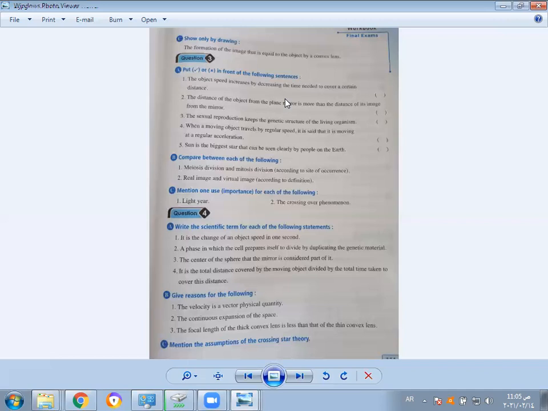Last question, number C. Mention the assumptions of the crossing star theory. This theory assumes that the origin of the solar system is a big star, which is the sun.